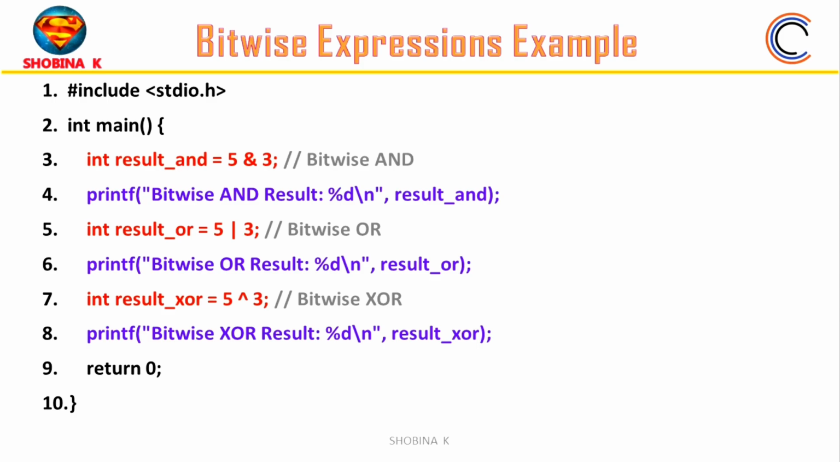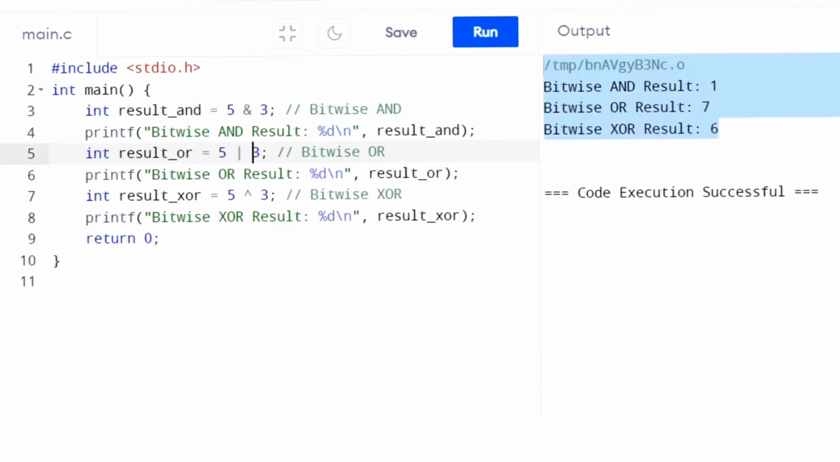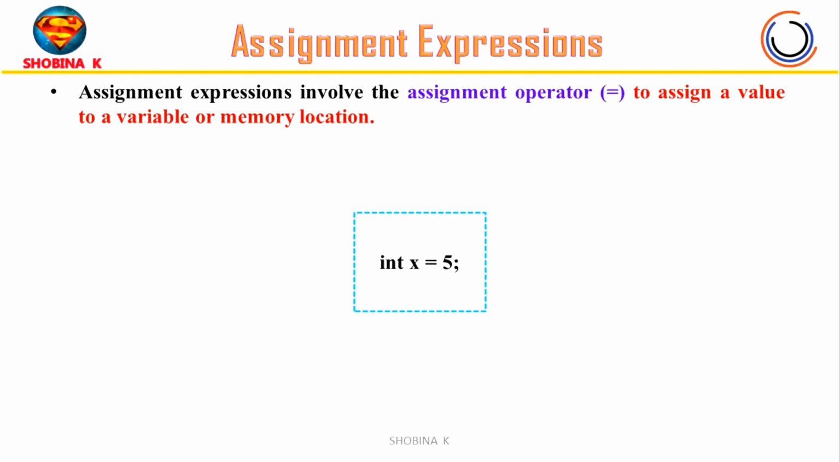Now let's run this code. And you can see each line of output represents the result of the corresponding bitwise operation. And then we have assignment expressions. Assignment expressions are used to store and manipulate data. They allow us to update variable values, perform calculations, and control program flow. Assignment expressions use an assignment operator to assign a value to a variable or memory location.